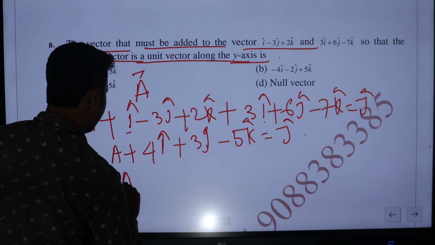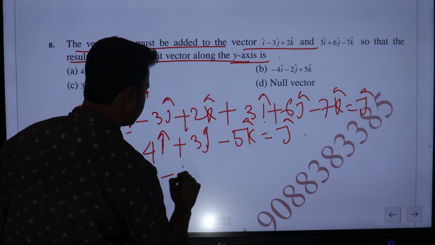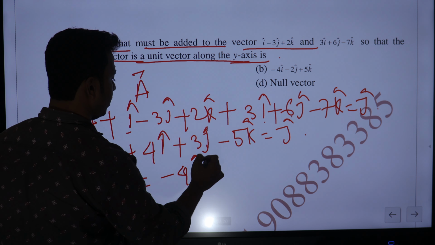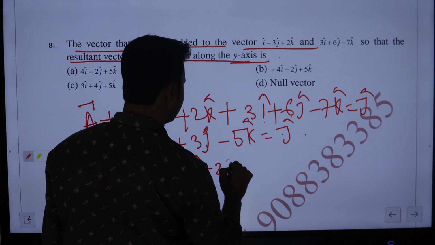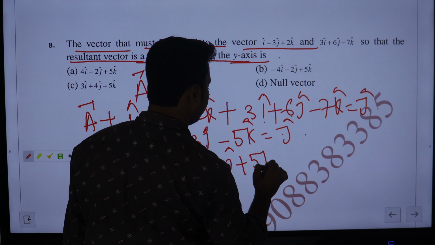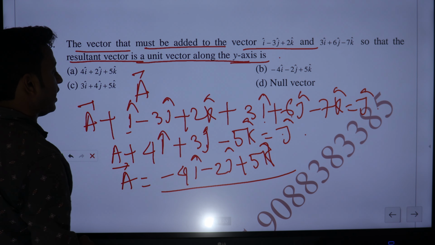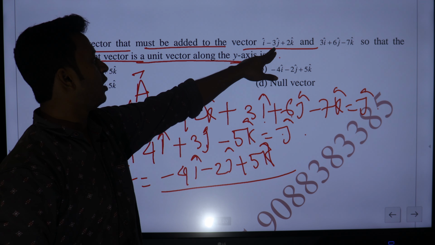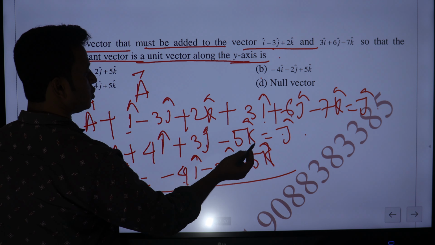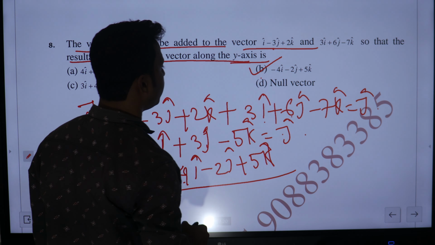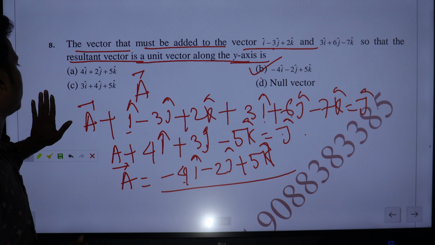So what is a? A vector equals, if we take this to the other side, minus 4i cap, minus 2j cap plus 5k cap. This is the new vector a that we add to the two vectors to get the resultant. So which option is right? Minus 4 minus 2 plus 5, option B. Okay. Next question.